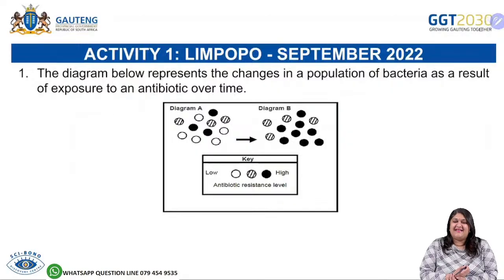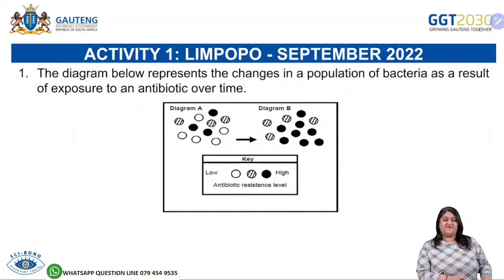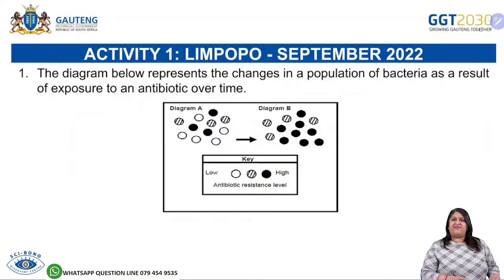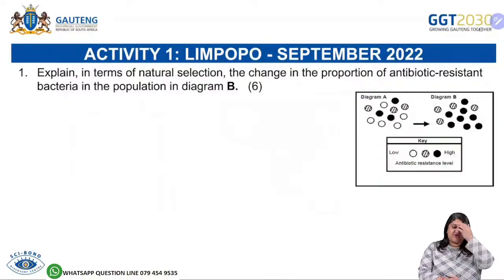Okay, so it's antibiotic resistance level. What does that mean? If something has a high antibiotic resistance level, then that means that they have a greater chance of being resistant. So they have a greater chance of the antibiotic not working with them, right? And if it has a low antibiotic resistance level, then that means that if the antibiotic is administered, then they will die. They are not resistant. So now they want us to explain in terms of natural selection the change in the proportion of the antibiotic bacteria in the population in diagram B.